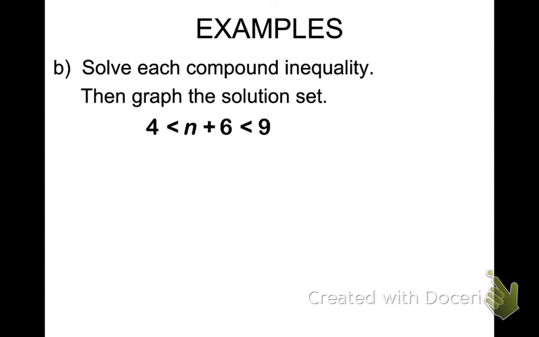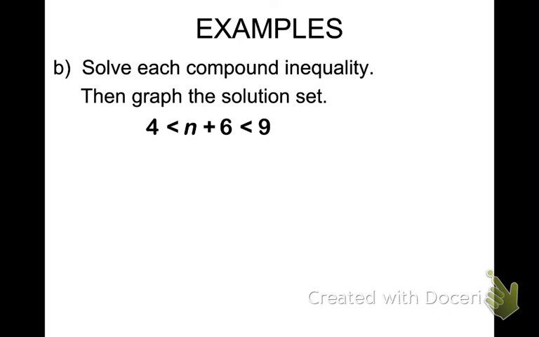So remember, our ands, we're looking for what is in between an endpoint and an endpoint, right? So right now my endpoints are 4 and 9. So n is in between 4 and 9. But it's not technically n, it's n plus 6. So my one inequality would be n plus 6 is less than 9. And I also need n plus 6 to be greater than 4. So there are your two separate inequalities.